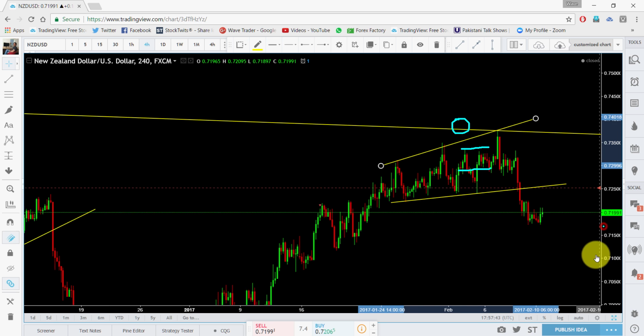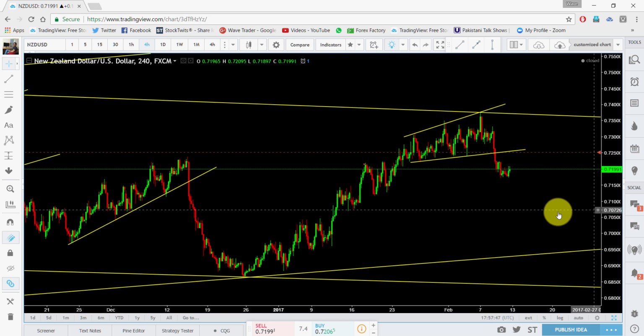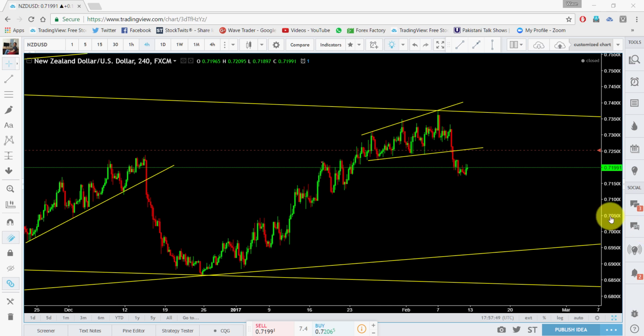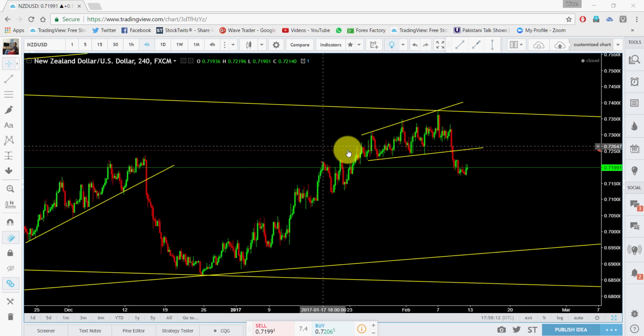Now we need to look for another continuation pattern. If price is going to form another continuation pattern, which is forming, then this sell is going to be ideal. If we see a trend continuation pattern here, then this is going to be the ideal sell setup at this place. Okay, so this move, the move to the downside.